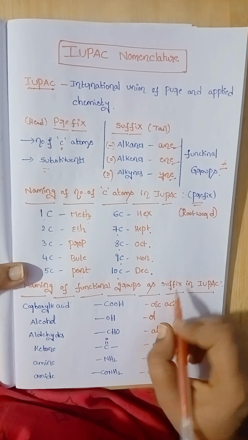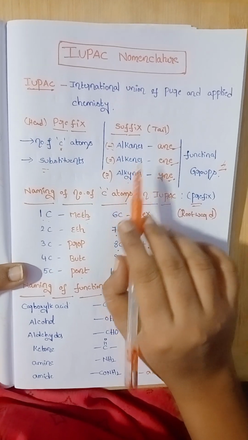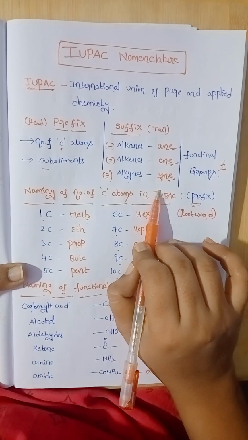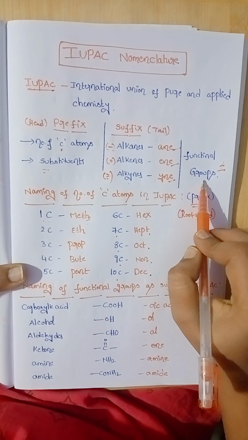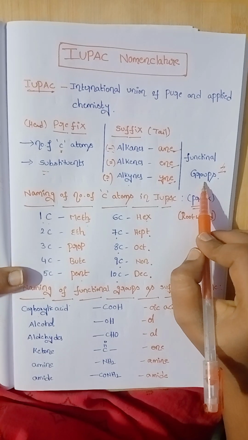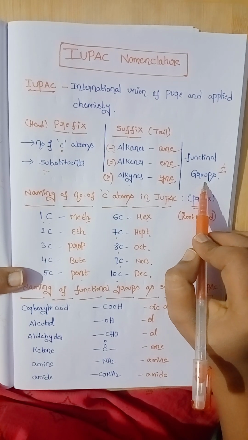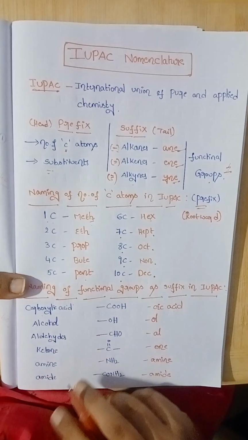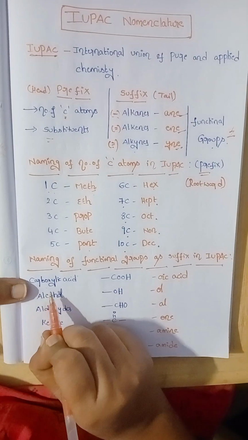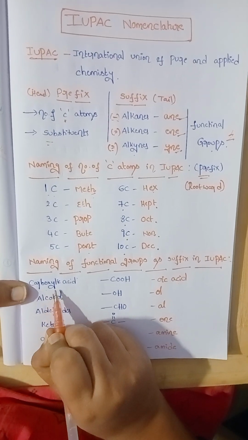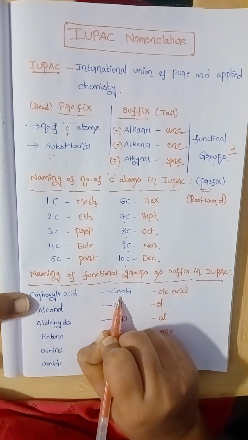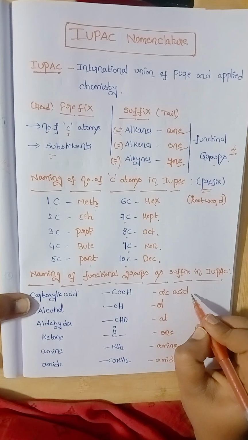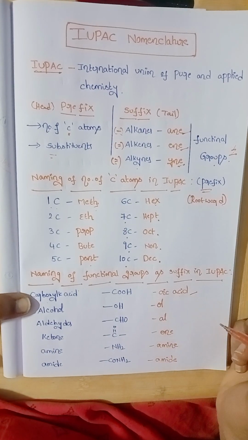So we know that in the case of normal hydrocarbons, ane, ene, yne are common. But in the case of functional groups, the suffix names are special, related to the functional groups. Here there are some functional groups. First one is carboxylic acid. Carboxylic acid is indicated as the COOH group. In this case, the suffix, that is the ending part, is oic acid.